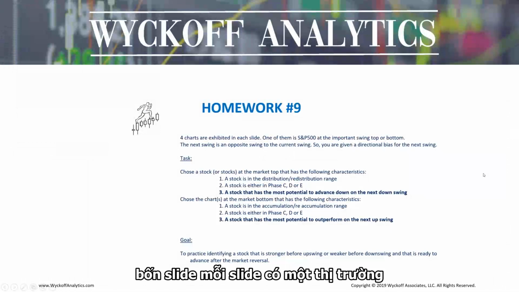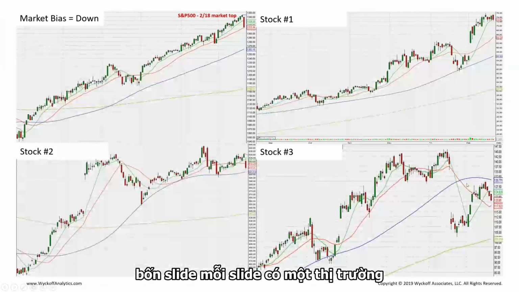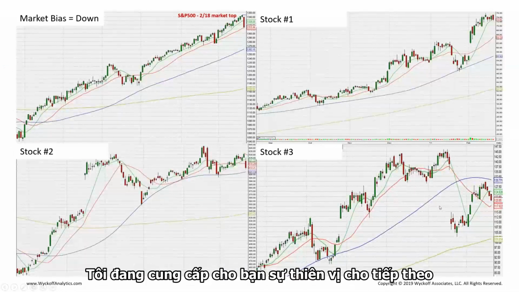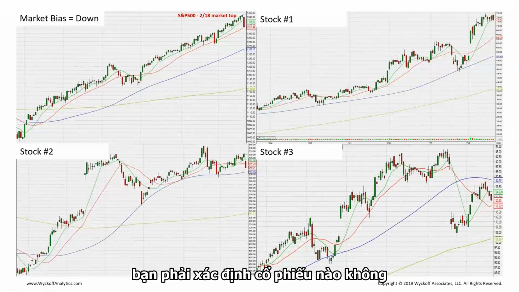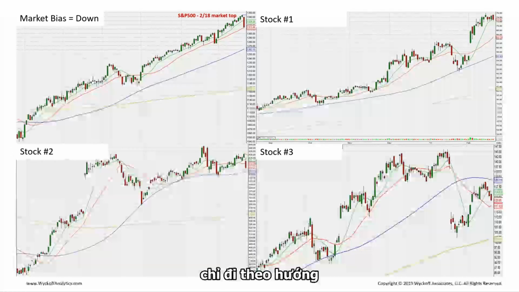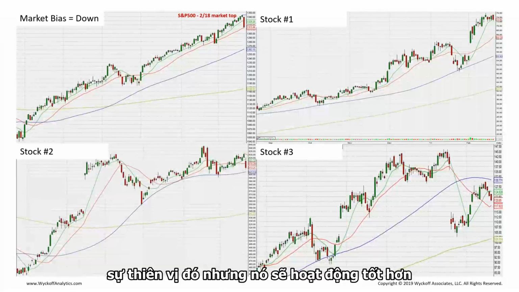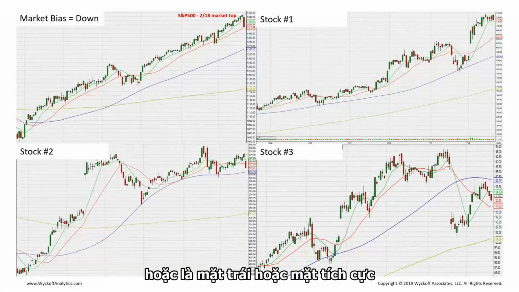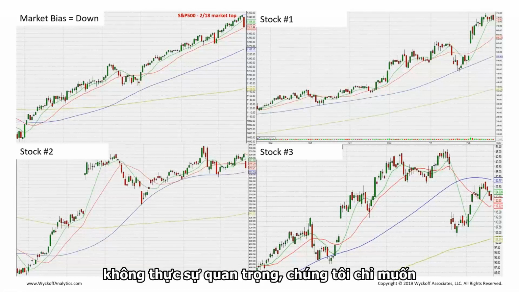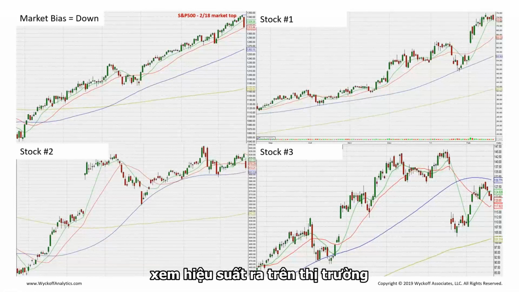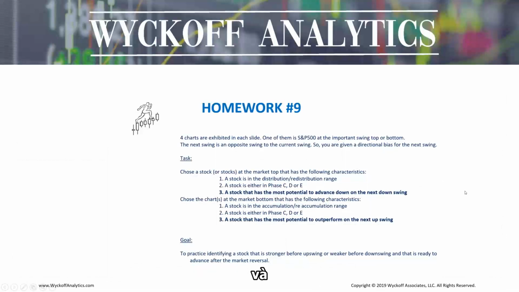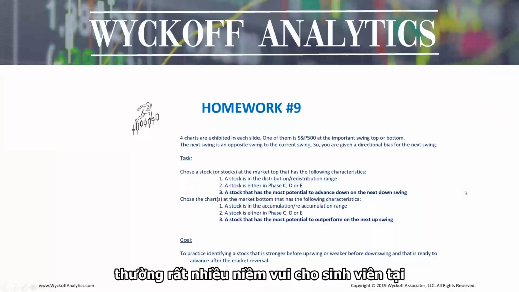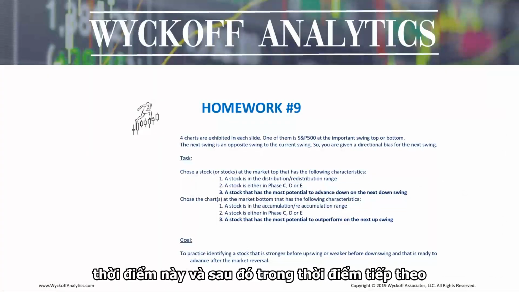Four slides. Each slide has a market and 3 stocks. I'm giving you the bias for the next swing. You have to define which stock is not only going to go in the direction of that bias, but is going to outperform either to the downside or to the upside. Doesn't really matter. We just want to see the outperformance over the market. And then we're going to start the next class with the review of this homework. And it's a lot of fun. This homework is usually a lot of fun for students at this point in time.